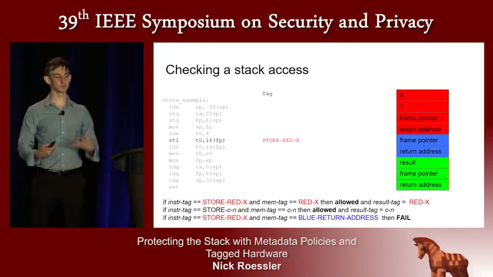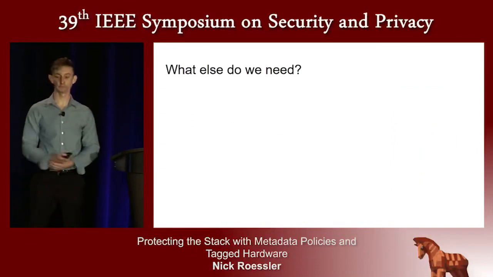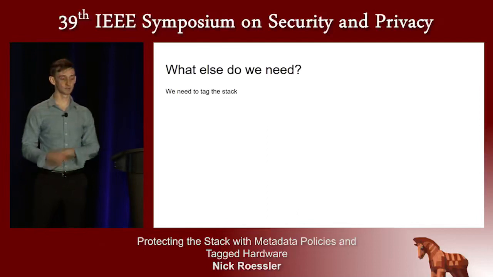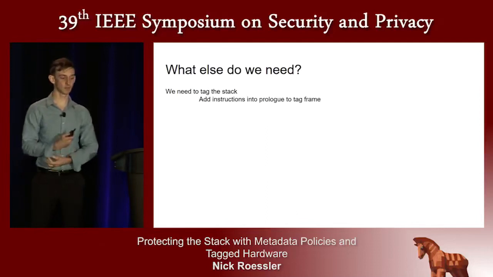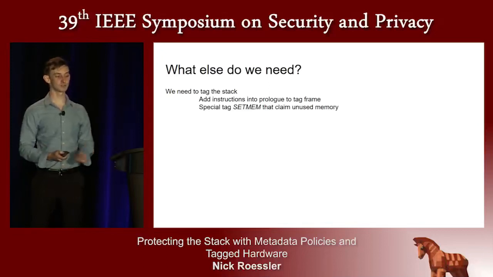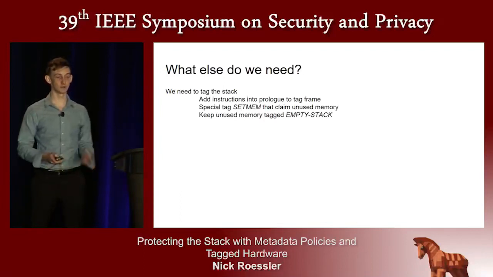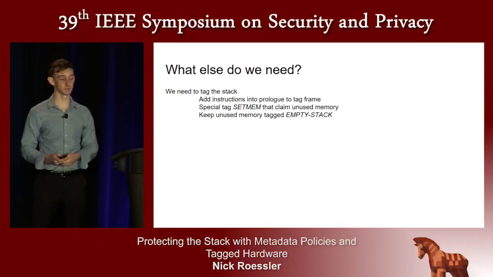Okay, so with this, we can see how we can check a stack access. What else do we need to finish building out this policy? Well, for one, we've assumed up to now that the stack was already tagged. We have to tag the stack. To do that, we add instructions into the prologue that tag the allocated frame. These instructions get a special tag setMem that allows them to claim unused memory. In general, we'll maintain this invariant that unused stack memory has a special tag, empty stack. So with this, we can tag our stack frame.